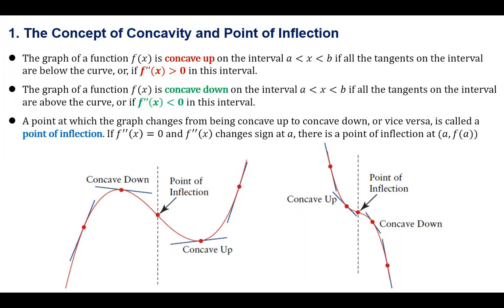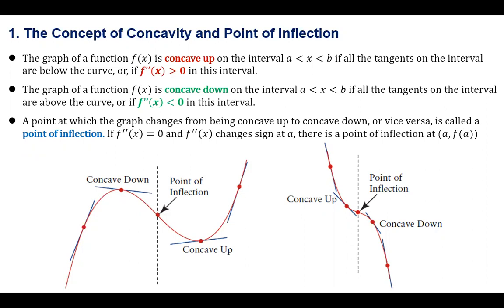Okay, first of all, the graph of a function f(x) is called concave up on the interval a to b if all the tangents on the interval are below the curve, or if the second derivative of f(x) is greater than 0 in this interval. Whereas the graph of a function f(x) is called concave down on the interval a to b if all the tangents on the interval are above the curve, or if the second derivative of f(x) is strictly less than 0 in this interval.